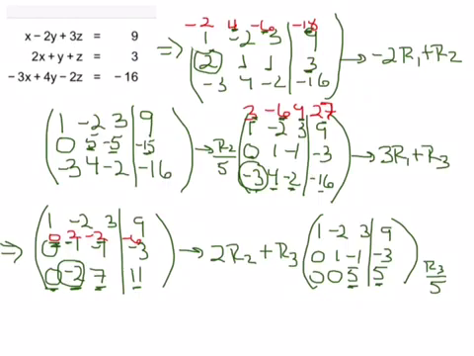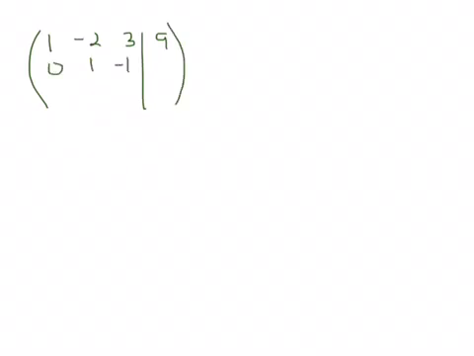So that gives us the matrix. You know what? I'm going to go to the next page. So let's see. 1, -2, 3, and 9. 0, 1, -1, and -3. So if we go to the new page, okay. So I had 1, -2, 3, and 9. I had 0, 1, -1, and -3. And dividing row 3 by 5 gives me 0, 0, 1, and 1.